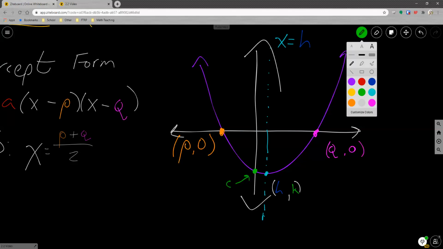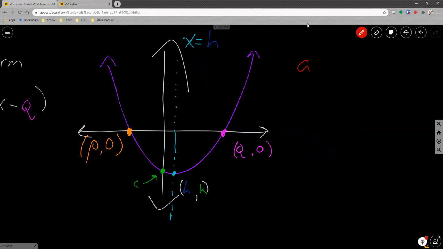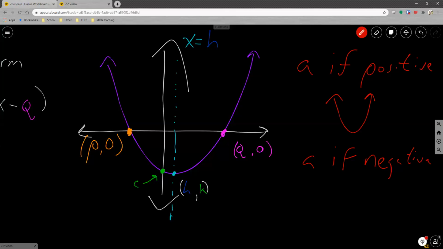And then finally, the a value, like we mentioned before: if positive, then my whole function is going to point up. And if negative, the whole function is going to point down. So there's a lot of different things that are controlled by these different functions.